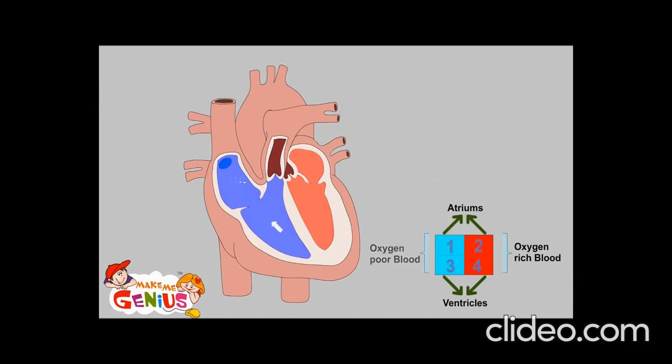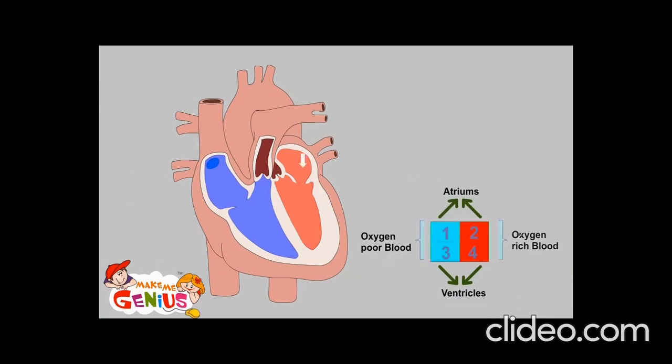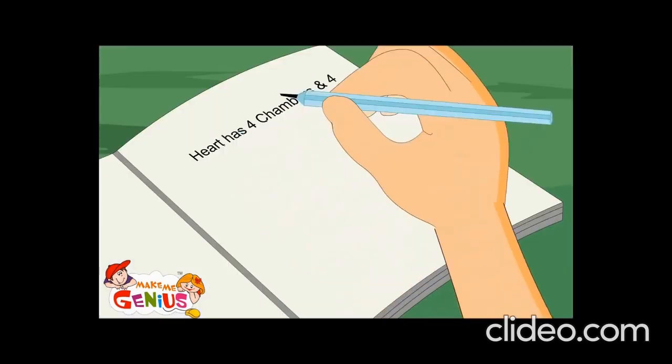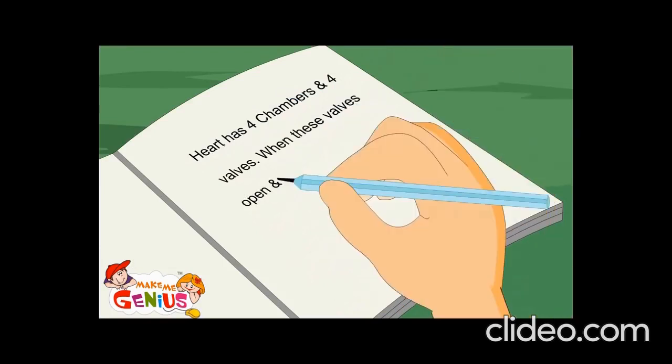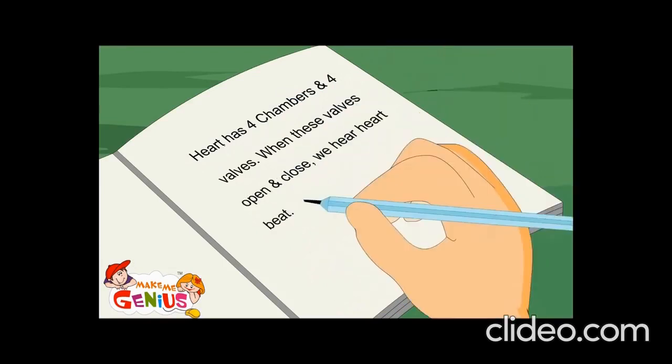The right side receives oxygen-poor blood from the body and then sends it to the lungs to get mixed with oxygen. Okay, then the lungs send oxygen-rich blood to the left side of the heart. Correct. Then, from the left side, this oxygen-rich blood goes to the whole body. The heart has 4 chambers and 4 valves. When these valves open and close, we hear the heartbeat.